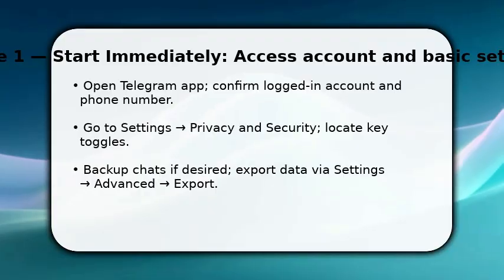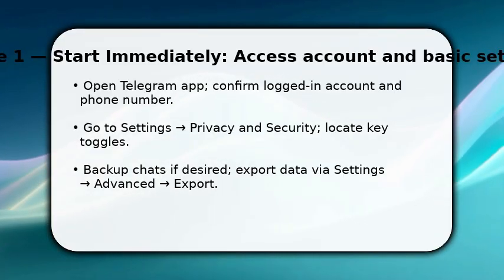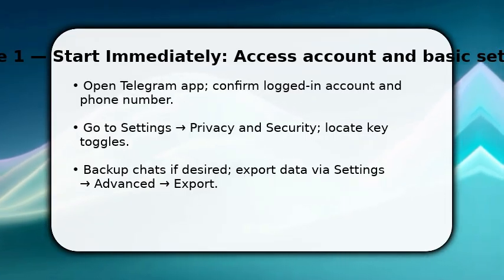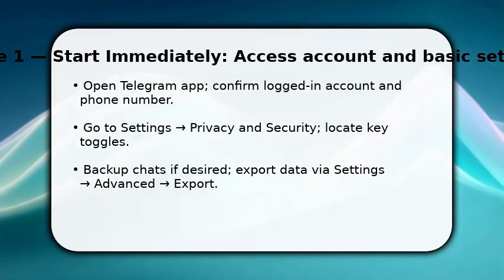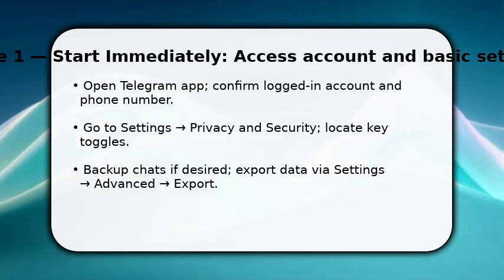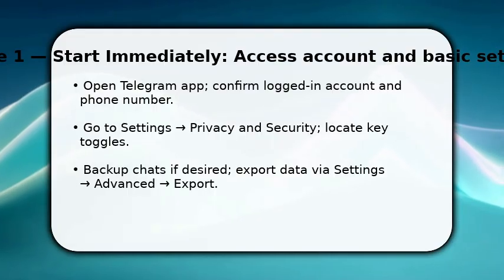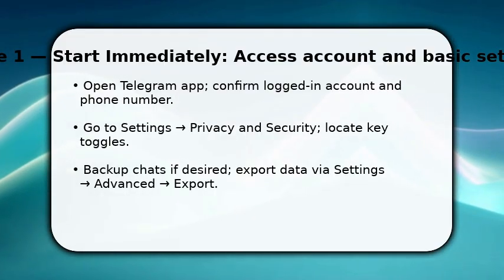You start by opening Telegram and confirming the account tied to your phone number. Once done, tap Settings, then Privacy and Security, because that centralizes controls you will change now. Make a quick export of chats if you want a copy, using Settings, Advanced, Export. This preserves data before changes.